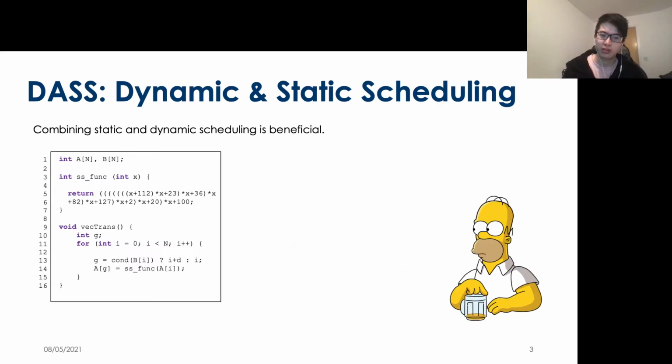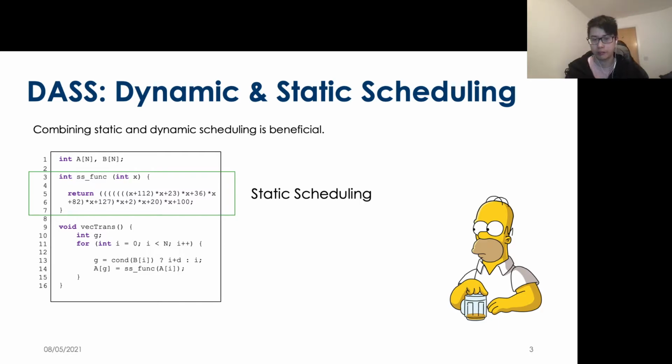Say Homer wants to synthesize the program on the left through DAS. The program does vector transformation. In a for loop, the data at address G is overwritten by the function of ssfunc of array elements at I. The function ssfunc is a simple polynomial expression with no control flow. So Homer chooses to statically schedule this function.